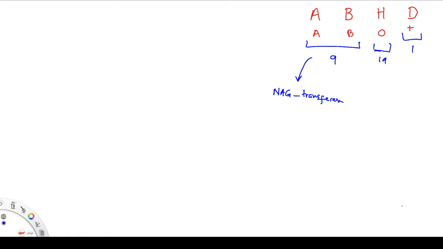Now, in terms of the genes, A and B are codominant to each other. That means A cannot overpower B. It's not like you can only have A. You can have both of them at the same time. That's codominance. But A and B together are dominant to who? To H.